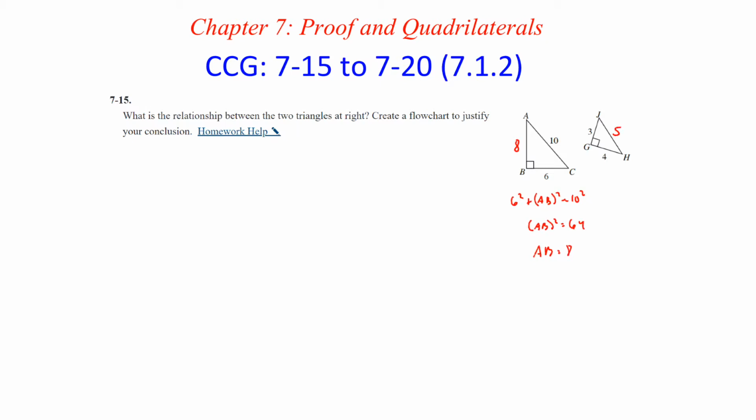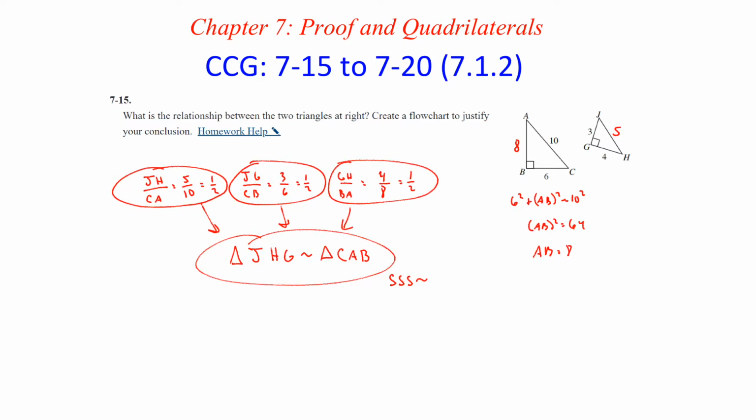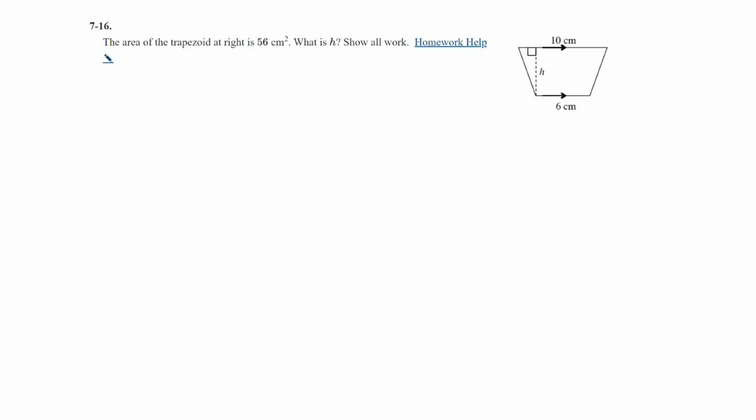Now you can see that the side lengths would have to be in proportion for the triangles to be similar. So 3 over 6 would be 1/2, 4 over 8 would be 1/2, and 5 over 10 would be 1/2. So let's go ahead and create a flow chart to justify our conclusion. I've created the flow chart showing that the three sides are in proportion, and that triangle JHG is similar to triangle CAB by side-side-side similarity.